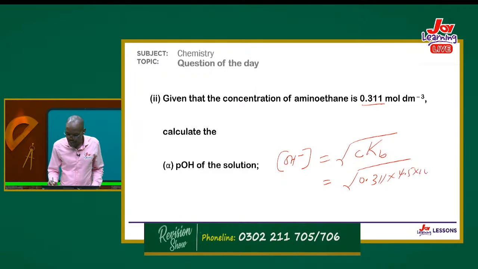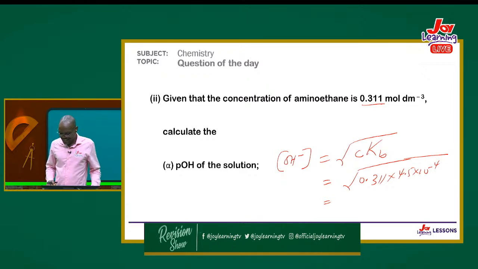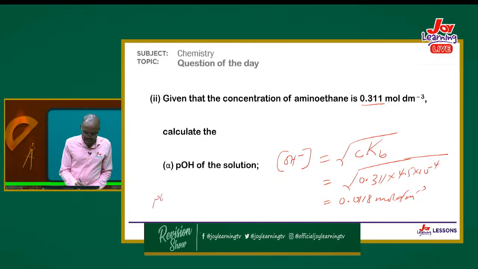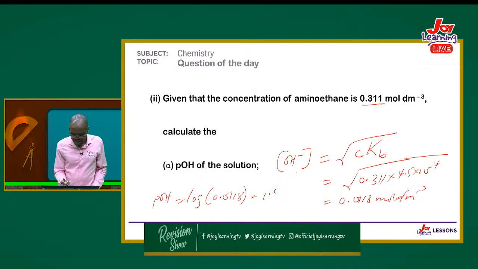Then you have the concentration. So root of 0.311 times 4.5 times 10 power negative 4 gives me an answer. That's 0.0118 mol per dm cubed. So my pOH is negative log of 0.0118. Take the negative log of the answer, which gives me 1.93. Okay, so it's as simple as that.